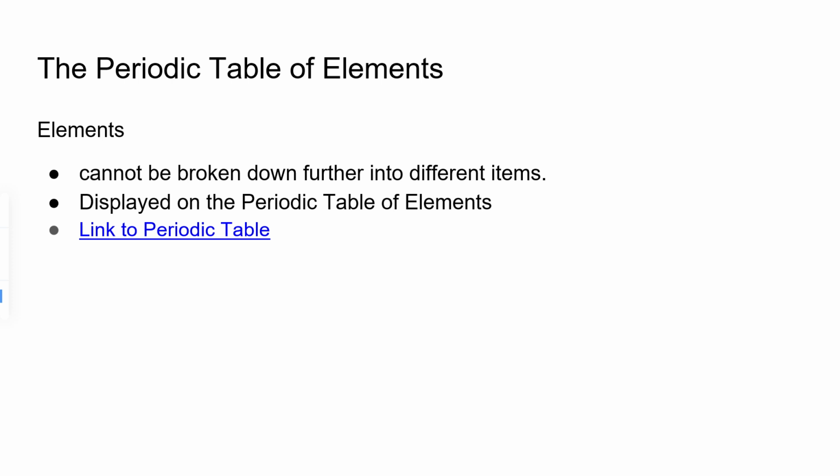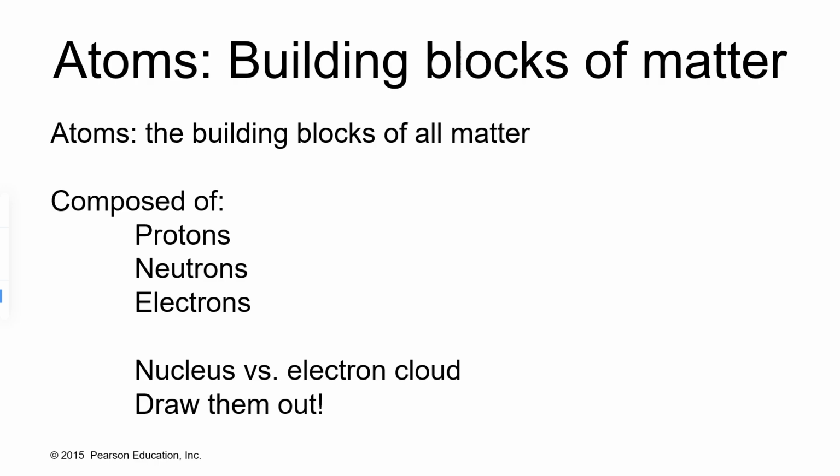Elements are displayed on the periodic table of elements, and there's a link to the periodic table here. As I mentioned, atoms are the building blocks of all matter. When you get many atoms together into a substance, that substance is known as an element.